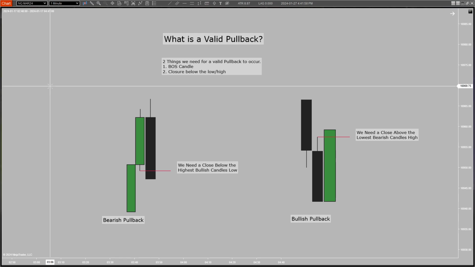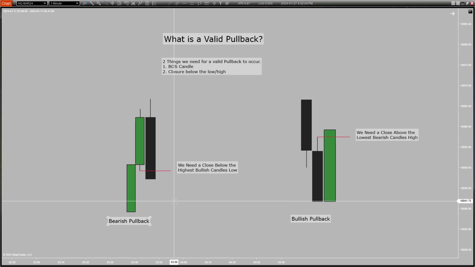Okay, so what is a valid pullback? A bearish valid pullback is a candle closing below the highest bullish candle's low. Let me say it again. When this candle closes below the highest bullish candle's low, it's a valid pullback. So when this close happened, it closed below the highest bullish candle's low: valid pullback. And the opposite, a bullish pullback is when a candle closes above the lowest bearish candle's high.